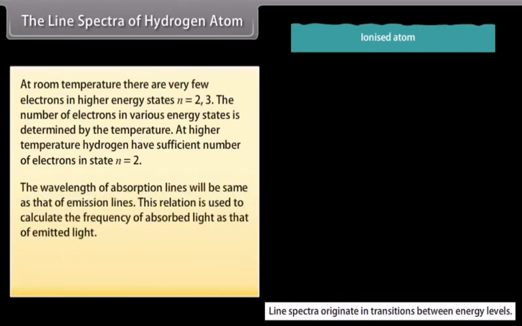At higher temperature, hydrogen has a sufficient number of electrons in state n as 2. The wavelength of absorption lines will be same as that of emission lines. This relation is used to calculate the frequency of absorbed light as that of emitted light. E2 minus E1 equals h nu 12, which is equal to hc upon lambda 12.